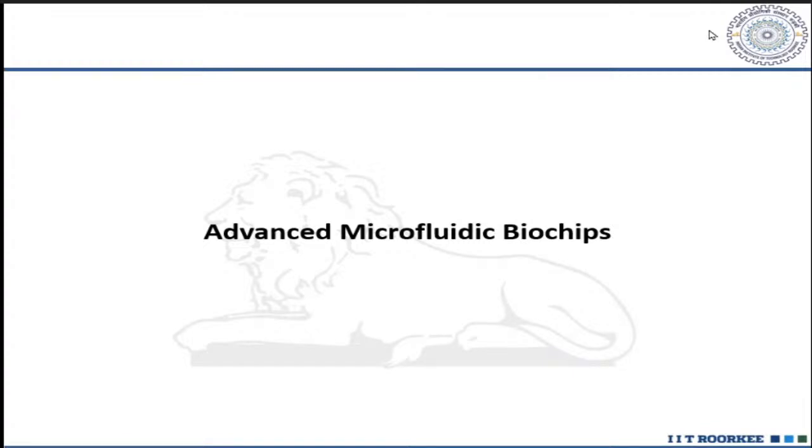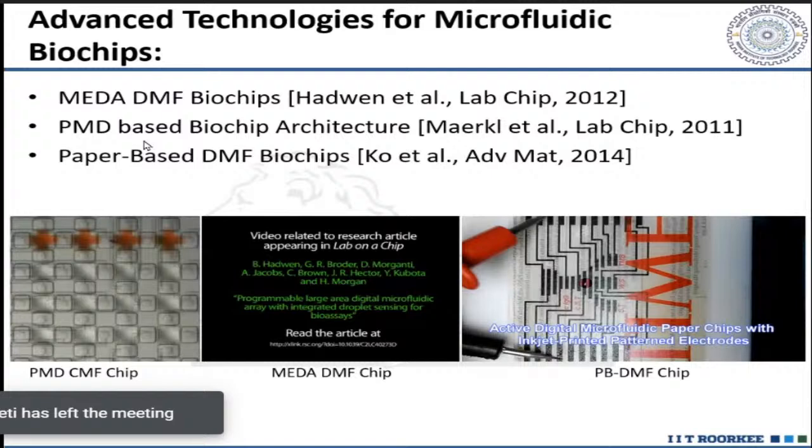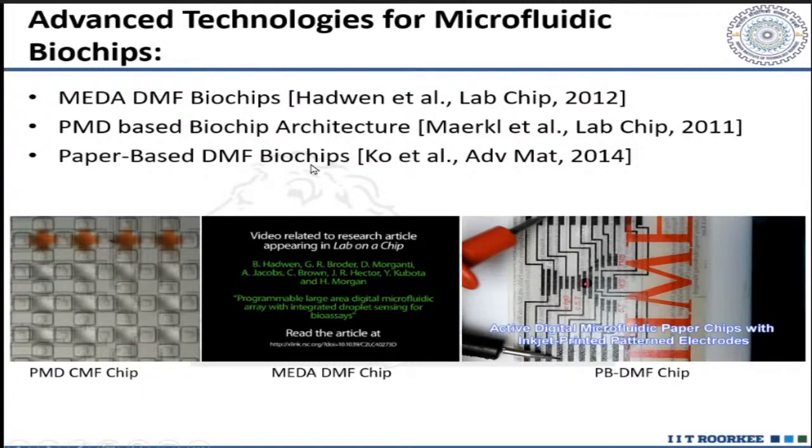So I think till now I have discussed two basic types of microfluidic biochip. One is the digital microfluidic biochip, and another is the continuous flow microfluidic biochip. Now I will talk about some advanced microfluidic biochips, which are advanced versions of those two types. One is MEDA, the full form being micro electrode dot array, a digital microfluidic biochip. The second is PMD, the programmable microfluidic device based architecture. Both were developed around 2011 or 2012, last decade. And the last one is the paper-based digital microfluidic biochip. The digital microfluidic biochip we have already seen, but this one is paper-based.